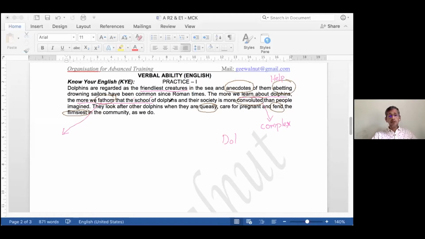They look after the other dolphins, and when they are queasy, what do you mean by queasy? Sick, correct, sick. Especially, it is not that critical a sickness, but it is queasiness. Especially if you have a cold, you feel queasy. And care for pregnant and fend. What is the meaning of fend? F-E-N-D, fend. You've probably heard of fenders on your vehicles. What do you mean by fenders? Fenders, especially on Jeeps and even for two-wheelers, there are fenders. Fender is something that protects your vehicle. So fending means protecting. Fend the flimsiest. Flimsy. Flimsiest means the weakest in the group.